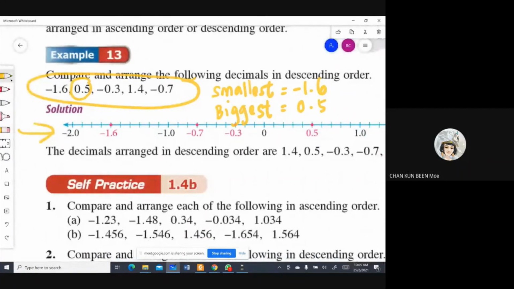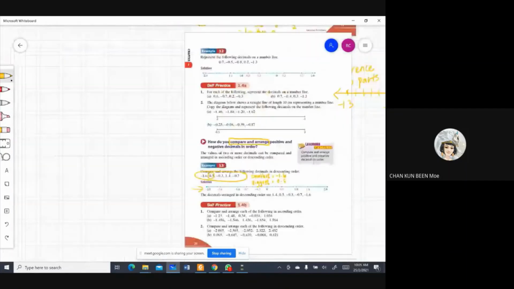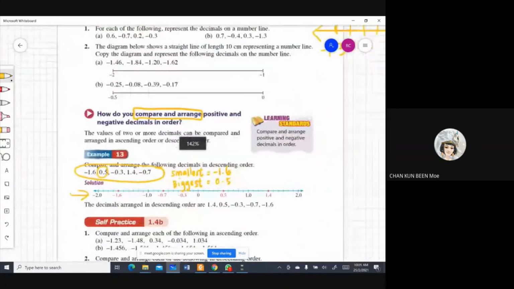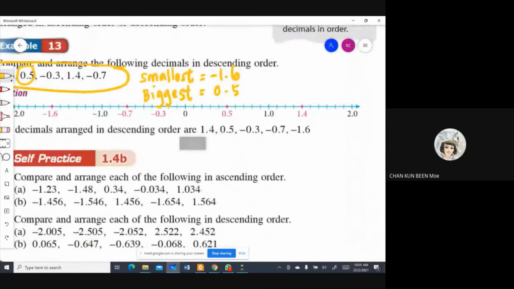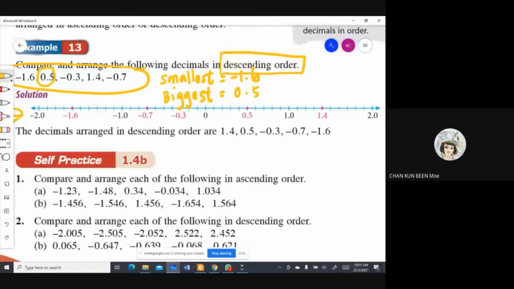Okay, what do they want as the order? Let me see. They want it in descending order. Descending order means from the biggest number to the smallest number. So the biggest number is 0.5.